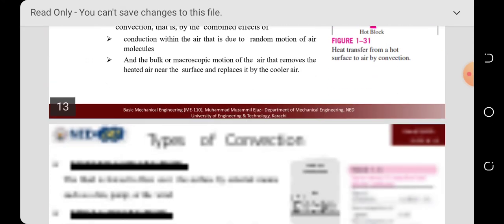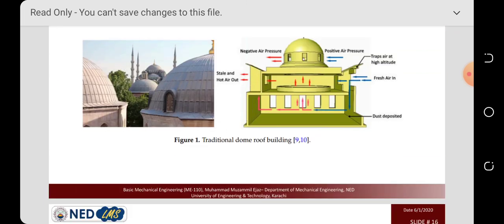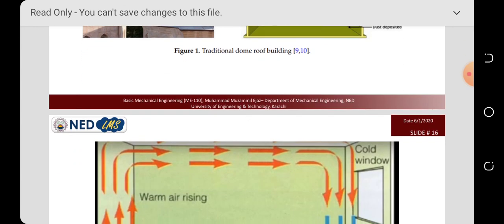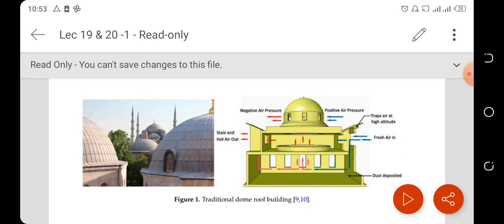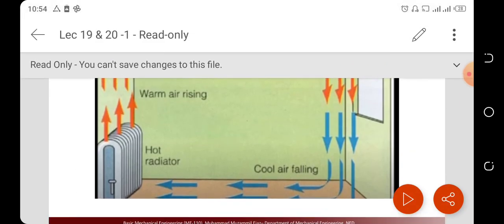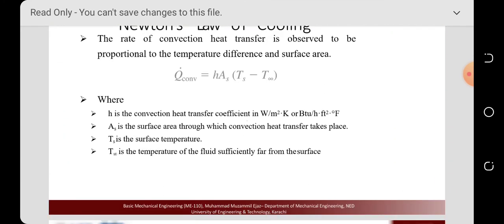I hope I cleared many ideas related to heat transfer coefficient and heat transfer rate, and also gave examples of dome structure buildings, how heat can be rejected naturally from the building with a natural blow of air, and the position of the AC, the cooling plate in fridges, and a stove or radiator in the room.